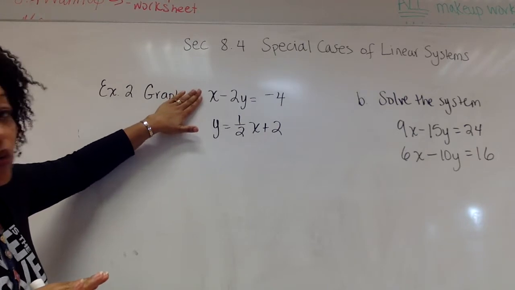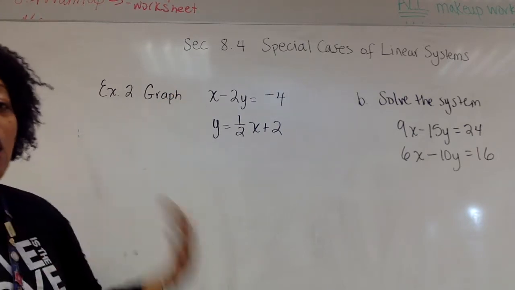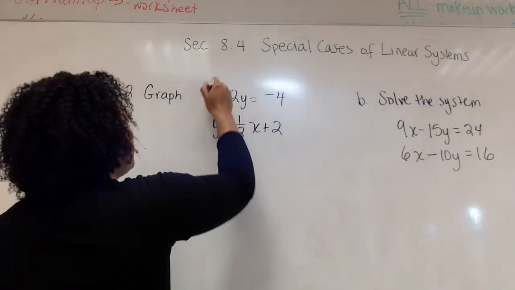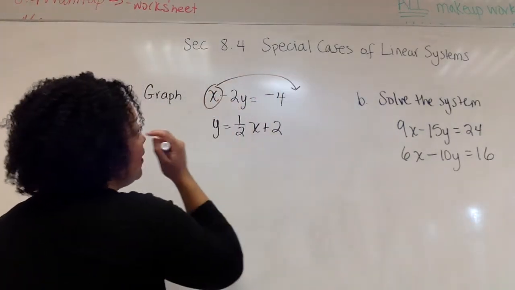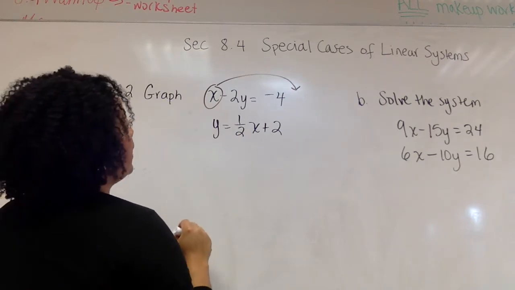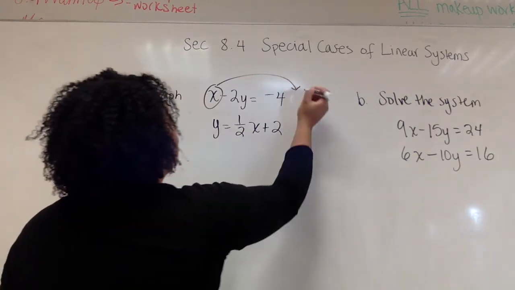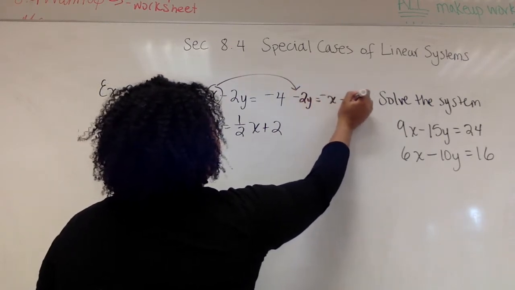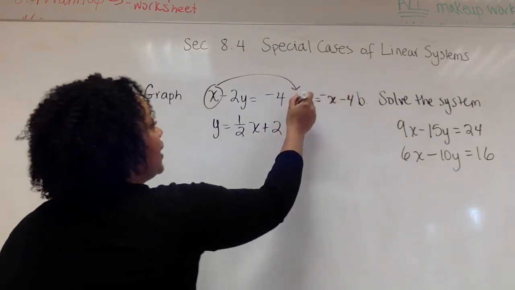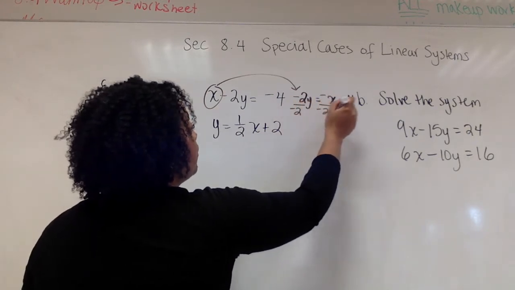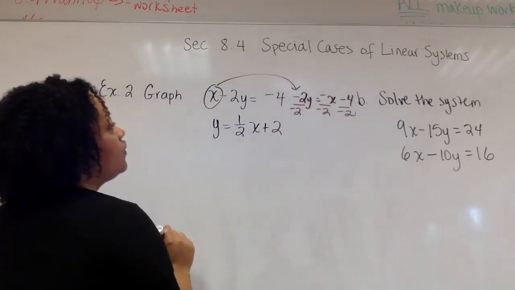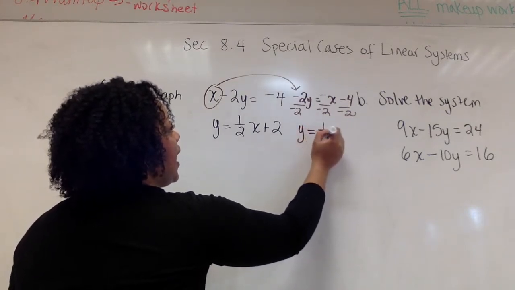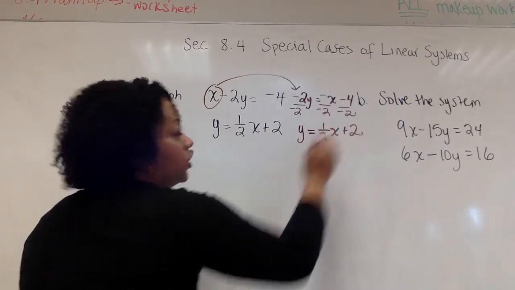So we need to do a little work with this first equation first, solve for y. So you're going to move the x over. And remember, when you move the x over, you're going to change the sign, and then you're going to divide everything by -2. So this becomes -2y equals -x minus 4. And then I got to get rid of the -2 by dividing everything by -2. So this equation becomes y equals 1/2 x plus 2.